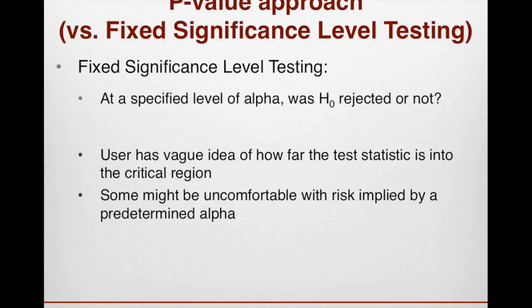Now let us start our discussion on the p-value approach. And this is in contrast with the fixed significance level testing. Now recall that in fixed significance level testing, we are primarily concerned with the question: at a specified level of alpha, was H0 rejected or not? Okay, there are some problems with this approach. First, the user has a vague idea of how far the test statistic is into the critical region. And secondly, some might not be comfortable with the risk implied by a predetermined alpha.